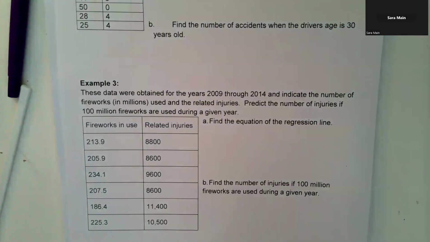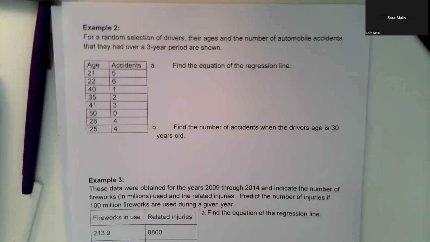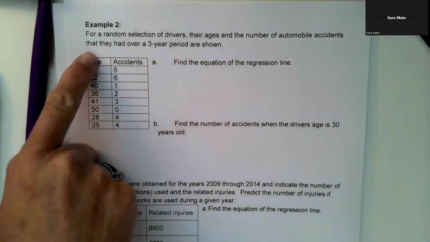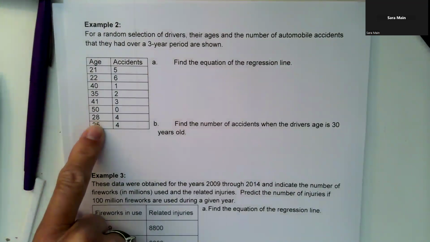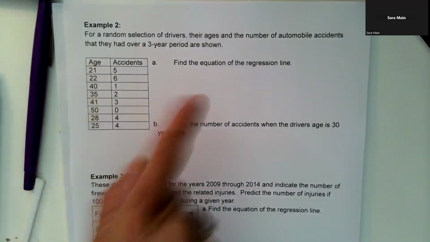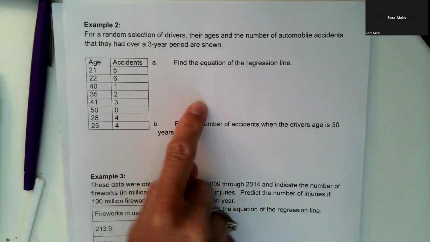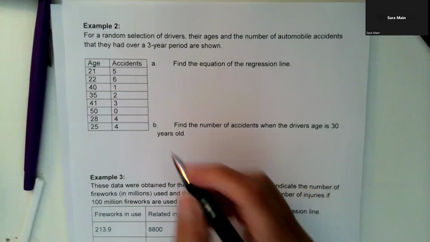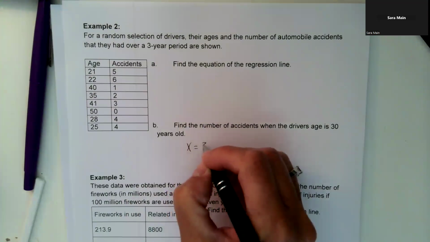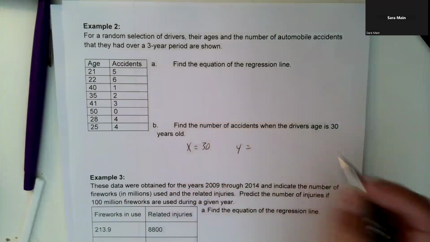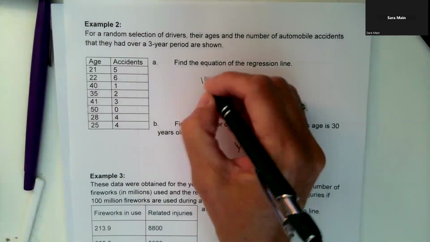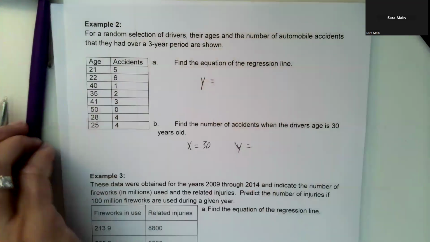Example 2 is going back to data that we looked at in lesson 10.1. When we had the age of drivers and the number of accidents they had, we're going to go back and look at that regression line, and then we're going to predict the number of accidents when a driver's age is 30. So when x is 30, we want to know what y is. So we're looking for y equals, and then we'll find that.